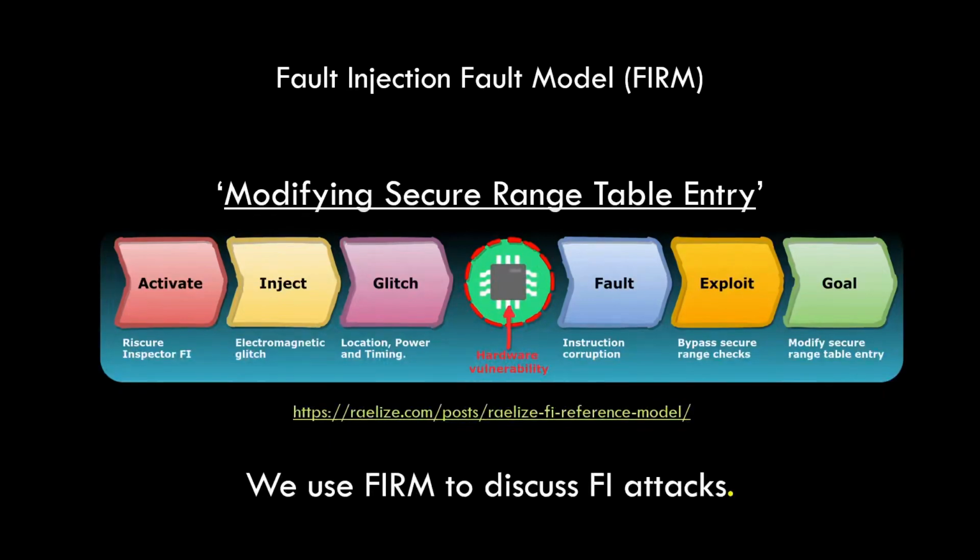Once we knew we were causing instruction corruption, we started thinking about what this can bring us. For example, if you are able to corrupt an instruction, you're also able to bypass or skip an instruction. We were using this instruction corruption fault in order to bypass one of the secure range checks of an SMC handler routine. Whenever we were able to do this, we were able to modify a secure range table entry in order to disable it and actually disable the secure range check for all the SMC handler routines.